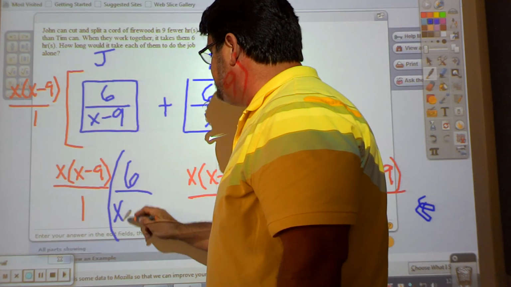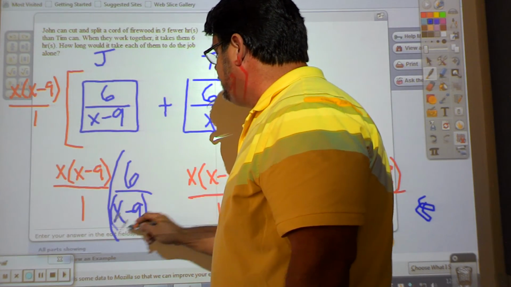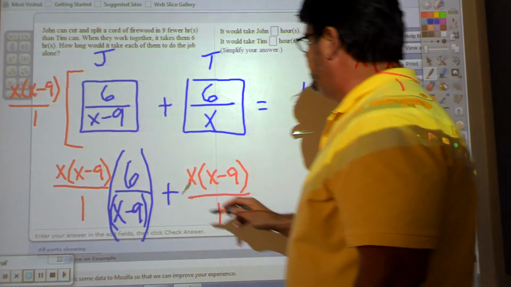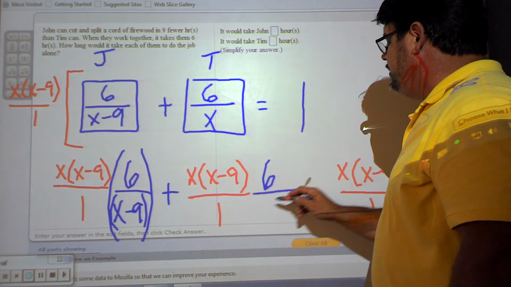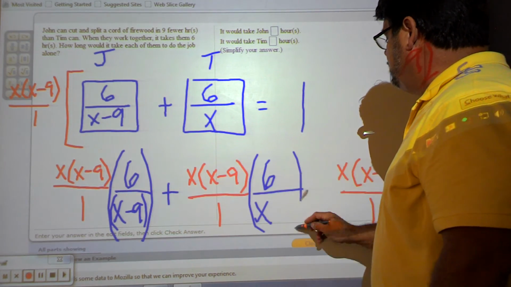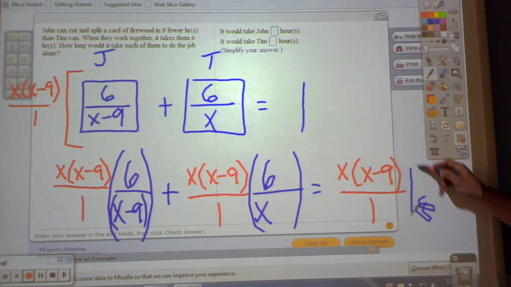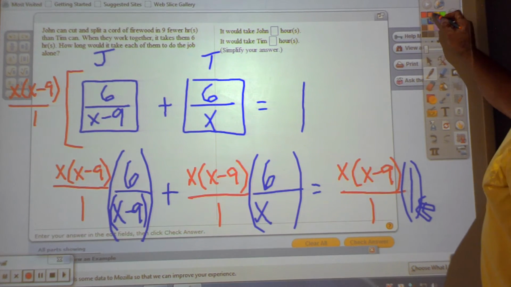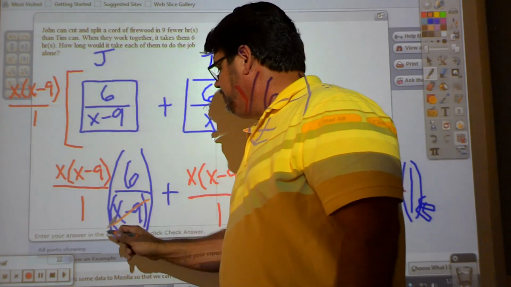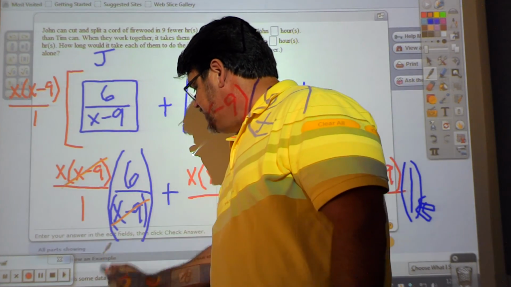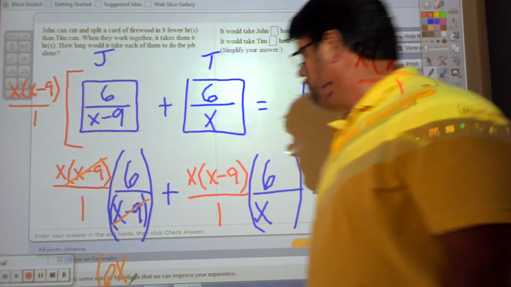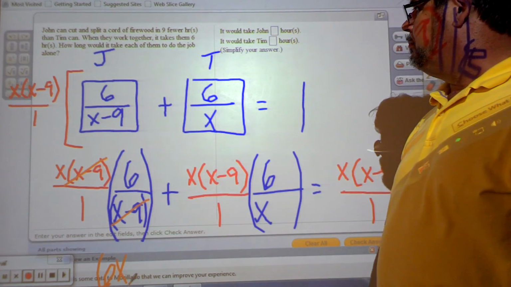6 over X minus 9 plus 6 over X equals 1. And what happens to the X minus 9s? You're left with 6X. Where'd the extra X come from?